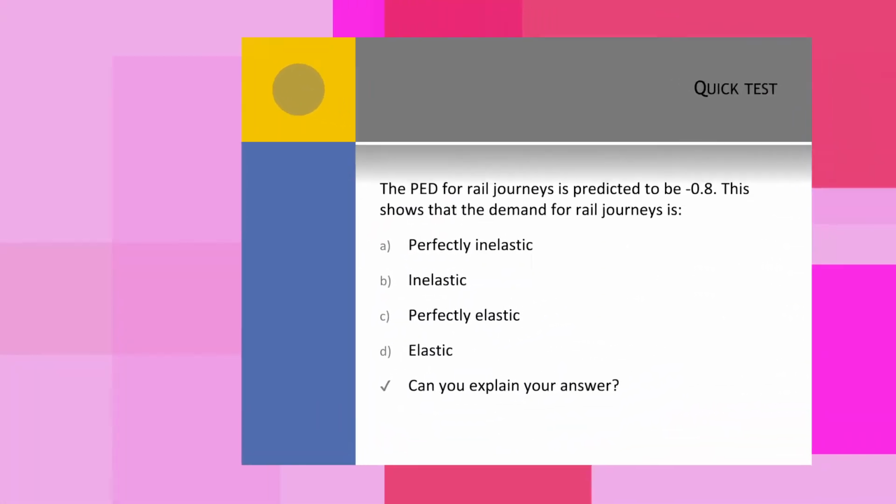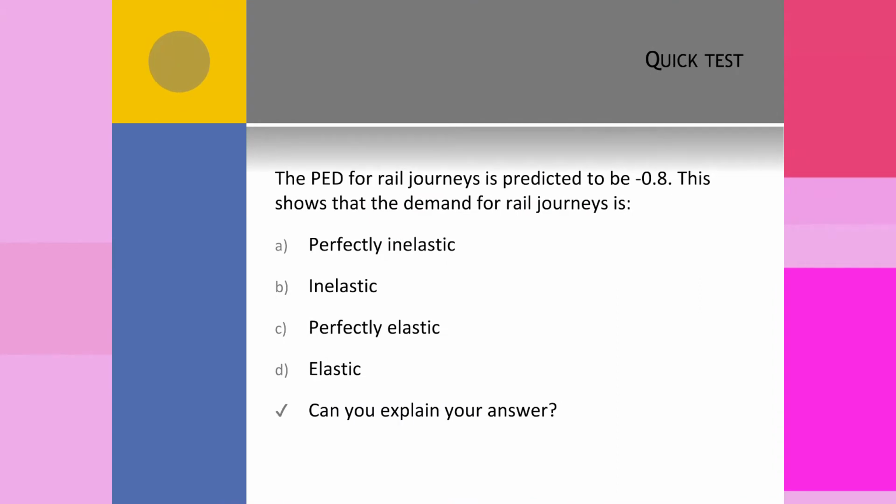So our next slide, another quick test for you. The PED for rail journeys is predicted to be negative 0.8. This shows that the demand for rail journeys is perfectly inelastic, inelastic, perfectly elastic, or elastic. So have a think about what this number tells us.